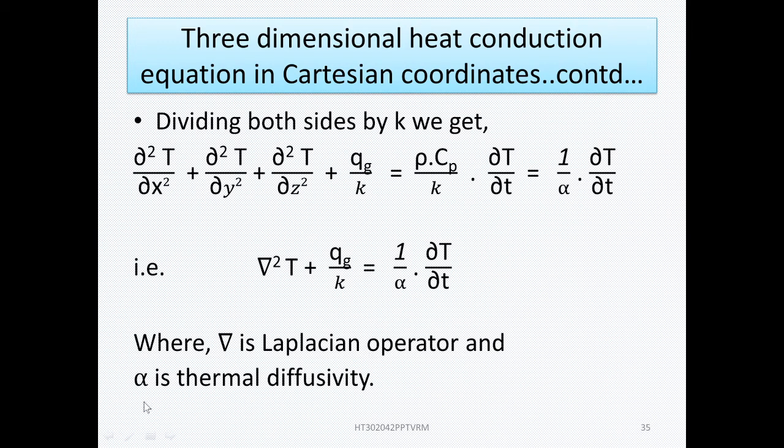This alpha is nothing but the thermal diffusivity. This thermal diffusivity is actually K upon rho Cp. We will see the term in the next lecture. So right now this equation is a concise format of the three-dimensional heat equation in Cartesian coordinates. Now let us see how we can simplify this equation, or see more special cases of this equation.